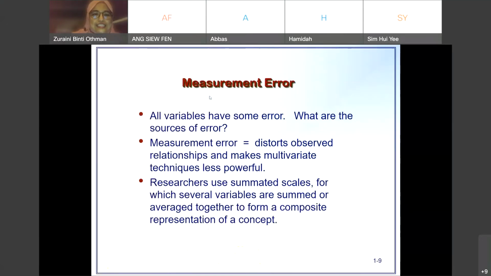Okay, then this is the measurement error. What is measurement error? All variables have some error. What are the sources of error? First is measurement error. It distorts observed relationships and makes multivariate techniques less powerful. Okay, this is the error.